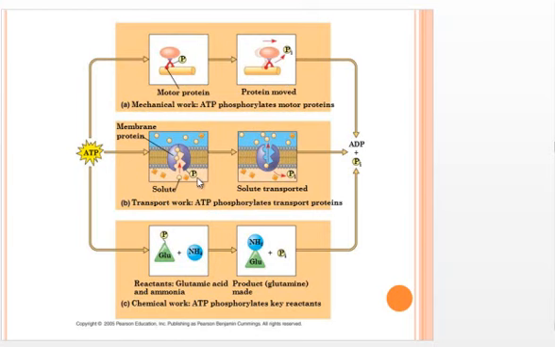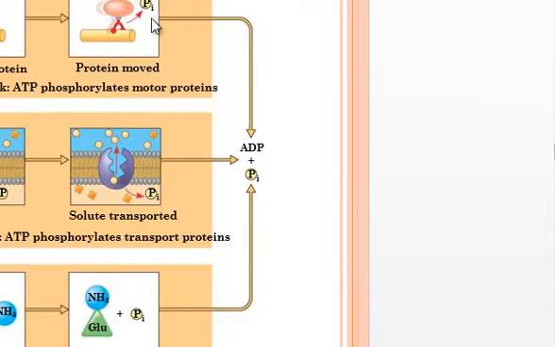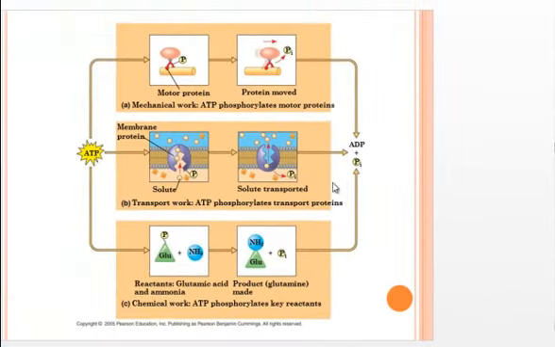In transport work, the same basic thing will happen. The phosphate will come in, it will phosphorylate that membrane protein, and it will allow movement, which causes that solute to be transported. And lastly, when we're talking about chemical reactions, you will see that that phosphate will come in, it'll phosphorylate the reactants, it will provide the energy it needs for the reaction to take place, and then we have our products. In all 3 cases, you'll see that the phosphate group is released.